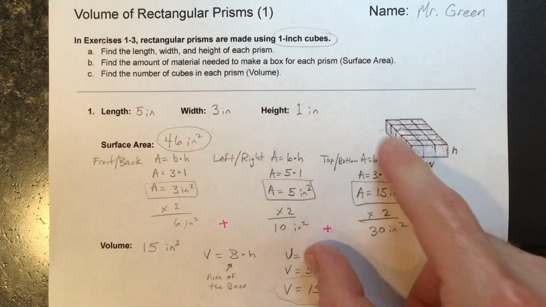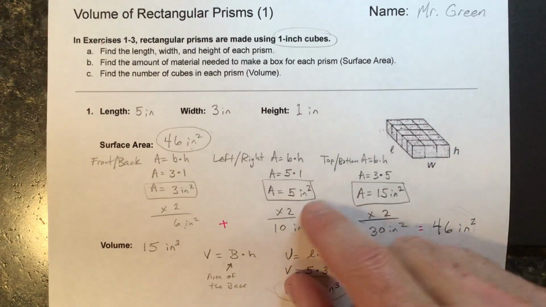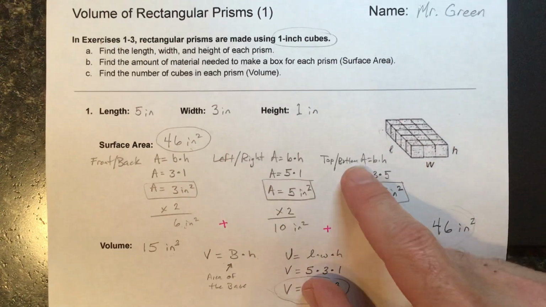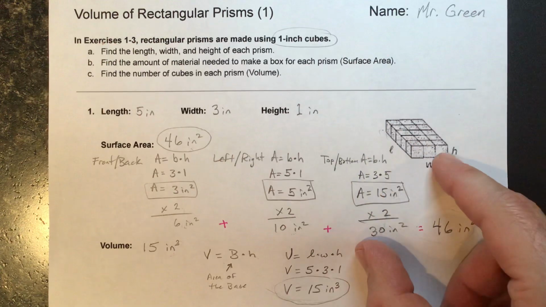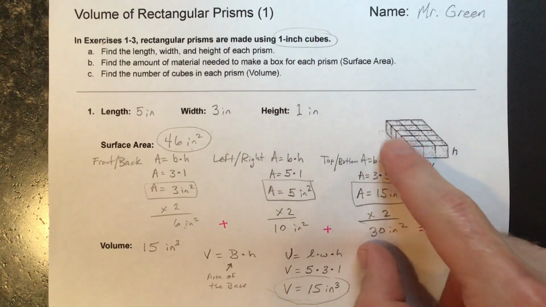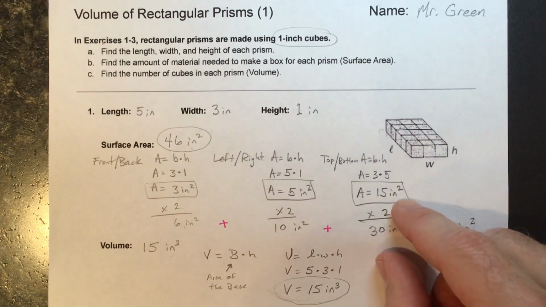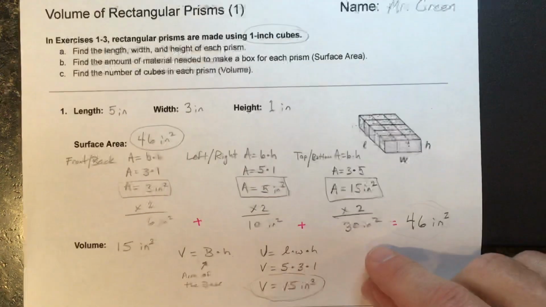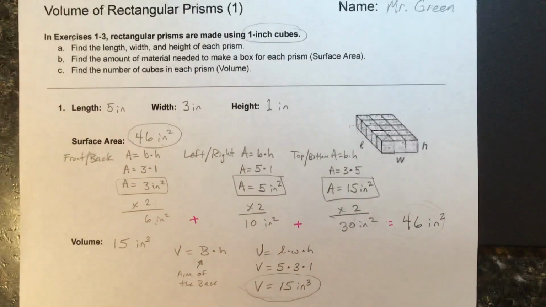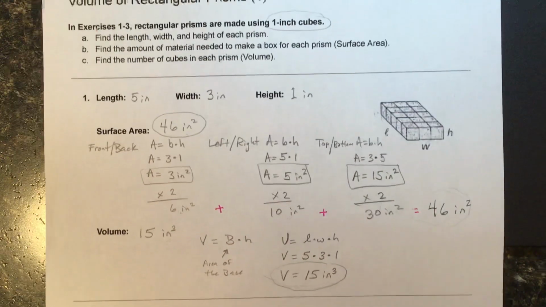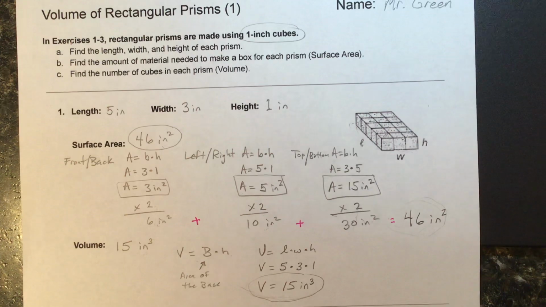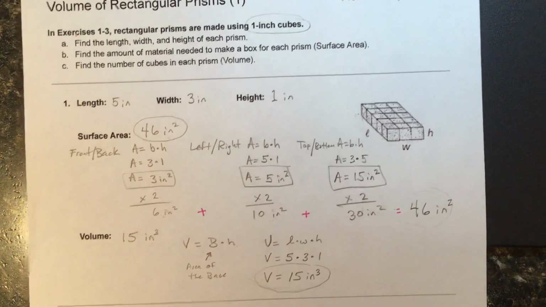We did the same thing for the left side. That was 5 by 1 multiplied by 2, so that took into account the right side. And then the top and bottom, we can count the top, right? We can see the area of the top here. It's 5 by 3, or 15 square inches. But there's also a bottom we can't see, so we multiply by 2. And we add all those up, you get 46 square inches for the total surface area. That's how many flat squares, 1 by 1 inch squares, it would take to cover that rectangular prism.